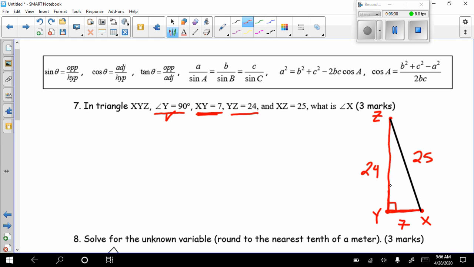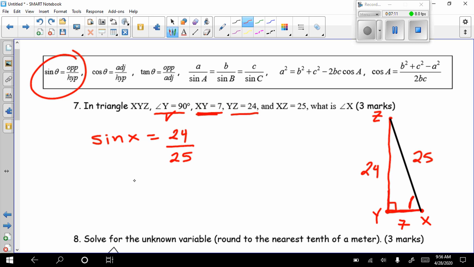Okay, so I've got 3 sides of this triangle, but they want me to solve for this angle here, this angle right there. So I decided, well, really, because I've got all 3 sides, I can pick any of my trig ratios. I could use SOH, CAH, or TOA. So I just said, well, I'll pick sine. So sine of x, and there it is right there. It's opposite over hypotenuse. So the opposite of x is 24. That side right there is opposite the angle. And the hypotenuse is 25.